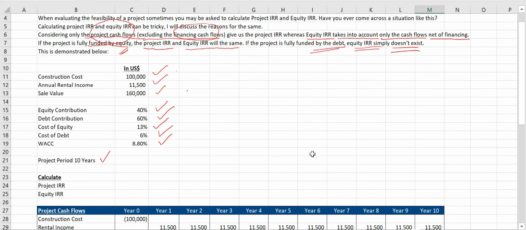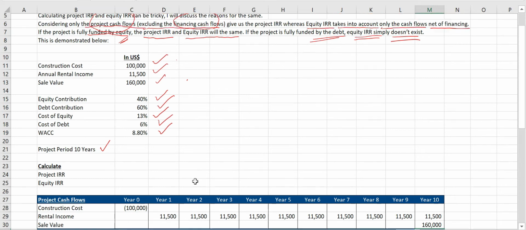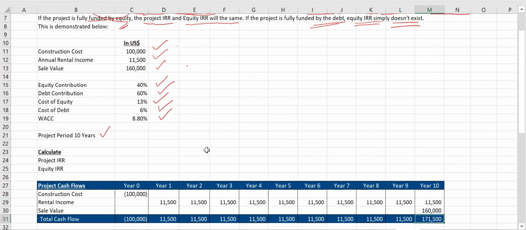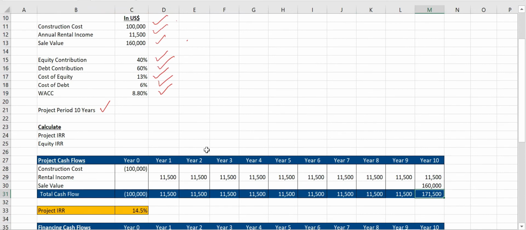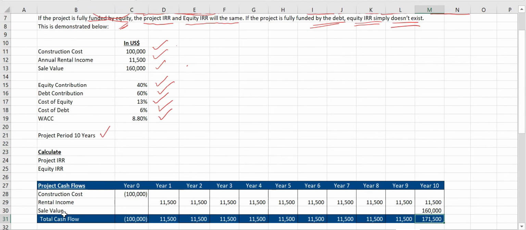Now as I told you, when you calculate the project IRR, we need to take the income attributable to the project, so excluding the financing cash flows. We should not include any financing cash flows, which means the interest and the capital repayment on the loan. So as far as the project is concerned, this full amount, 100,000, is the project cost.